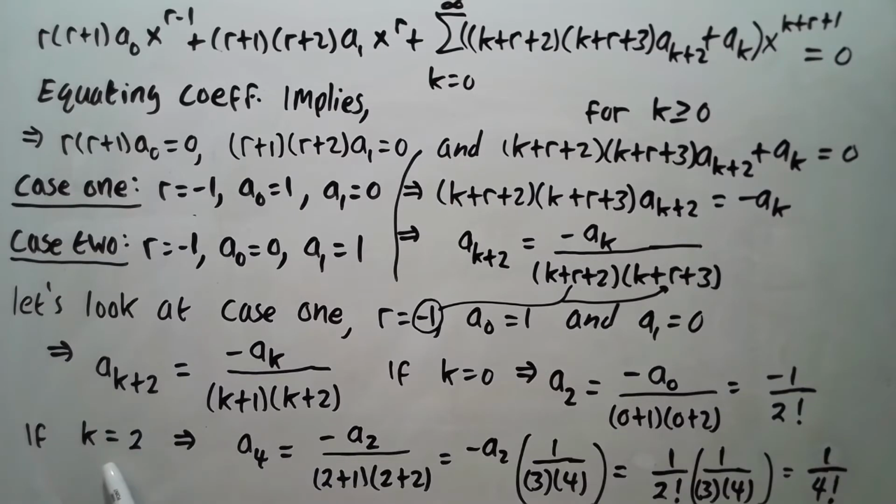So choosing k to be 2 now, plugging it up here, we have a4 equals negative a2 over, putting 2 here, 2 plus 1, putting 2 here, 2 plus 2. And you can write that as negative a2 times 1 over 3 times 4. Now a2 is up here. It's negative 1 over 2 factorial. So there's a minus sign, and 2 minus signs will make a plus. So it'll be 1 over 2 factorial times 3 times 4. But 3 times 4 times 2 factorial would be 4 factorial, so it's 1 over 4 factorial. Okay, so that's when k is 2.